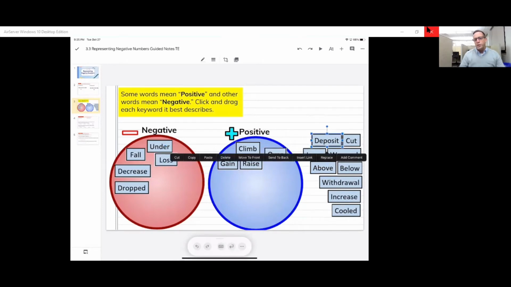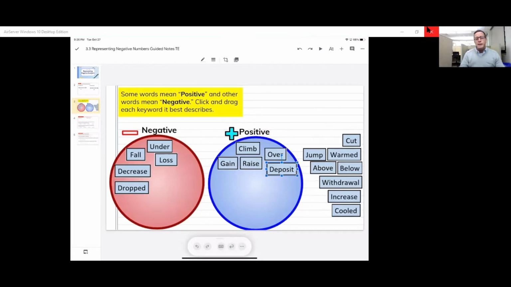Deposit, now that's a tricky word. I'm talking about it in the context of banking. When you put money in a bank, either you're going to make a withdrawal or you're going to make a deposit. Now, a deposit means you're putting money into the bank. I know it doesn't seem very positive because you're taking the money out of your wallet and putting it into the bank and you're not really holding it anymore. But you still have the money and it represents a positive amount. So deposit is going to go into the positive subset.